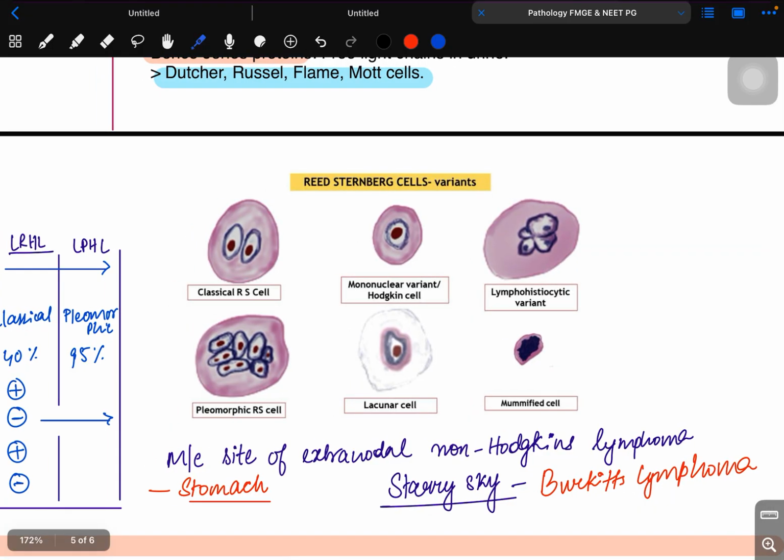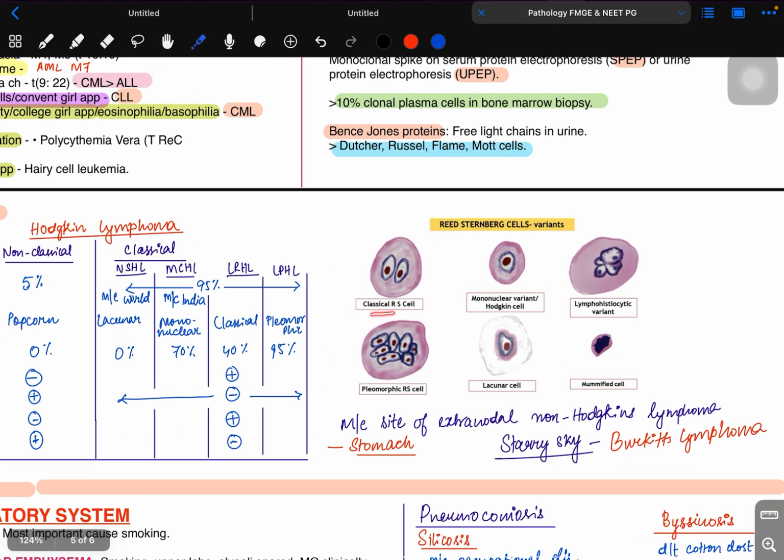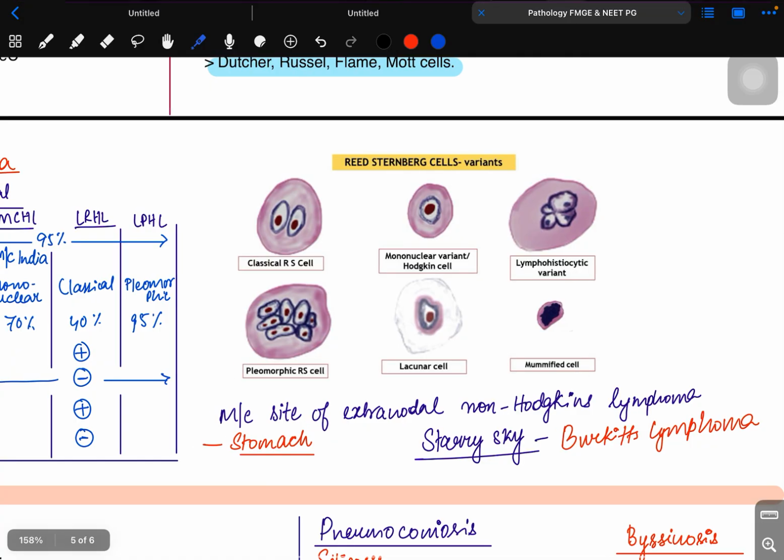Here you can find various shapes of the Reed-Sternberg cells, the various variants which we have discussed. This is the classical variety which we have discussed in LRHL. This is the mononuclear which we have discussed in MCHL. Pleomorphic we have discussed in LPHL. So these are the various variants.